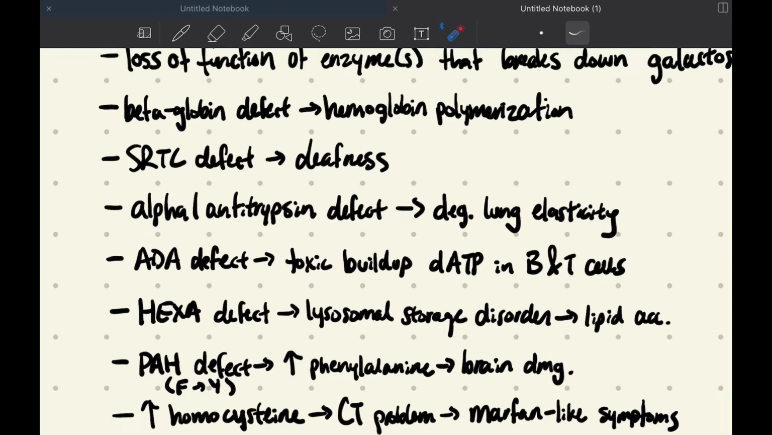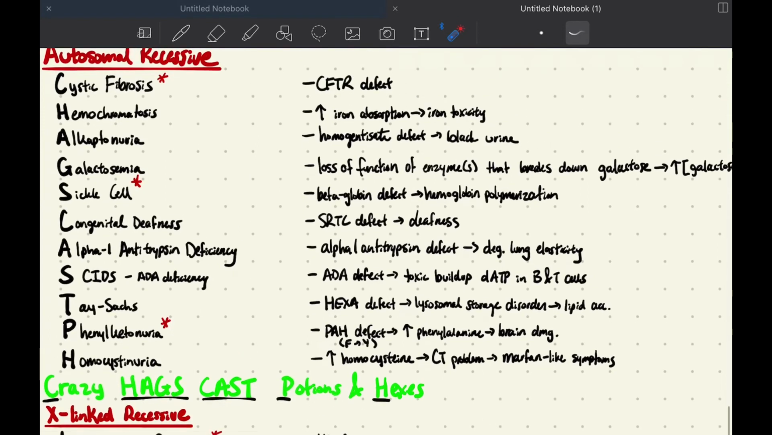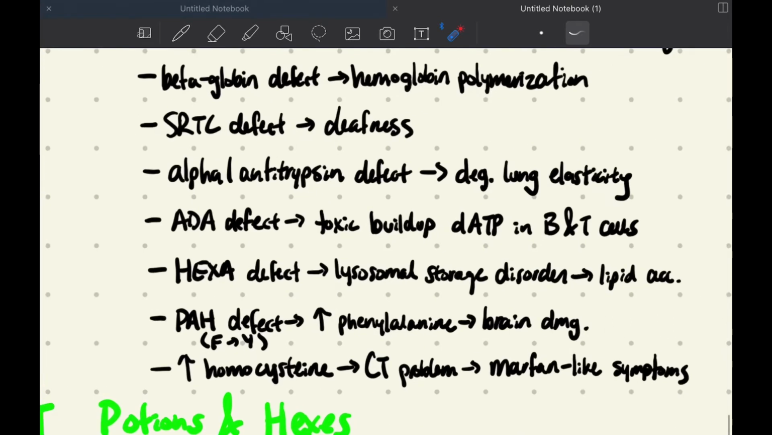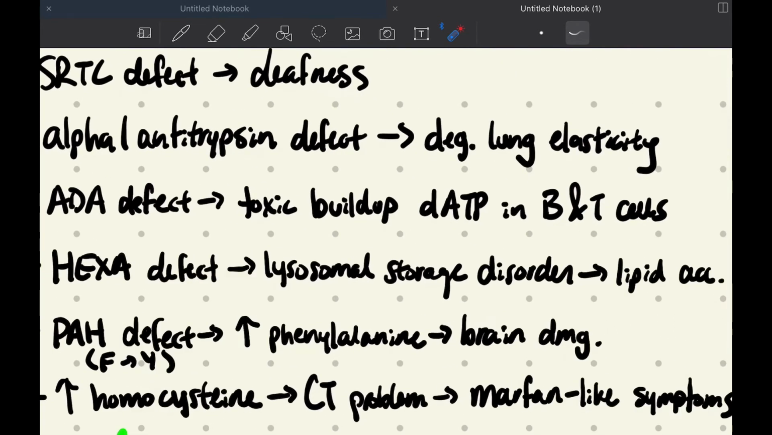That protein defect is going to lead to a toxic buildup of deoxy ATP in your B and T cells, which is a big problem for your immune system. And then T is going to correlate with Tay-Sachs. Tay-Sachs is a hexosaminidase A defect.